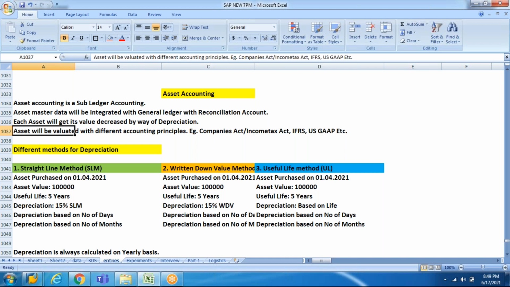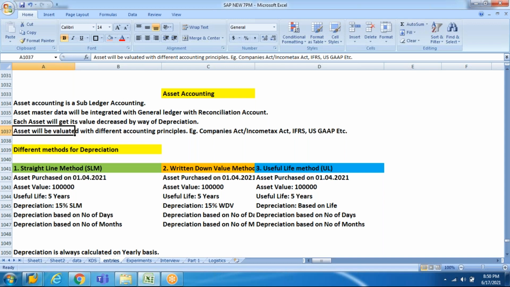And for calculating the assets, your assets are valuated by using different accounting approaches or different accounting principles. Like, you may use the Companies Act, or you may use the Income Tax Act, you may use IFRS, you may use US GAAP. Each accounting principle will have a different guideline for calculating the depreciations. So considering these principles, considering these guidelines, you have to configure the system to bring the asset values in the system.